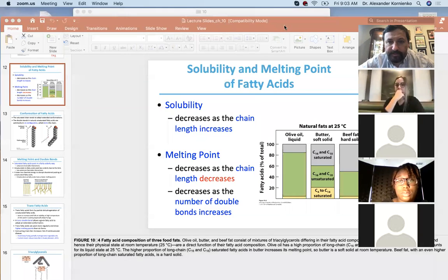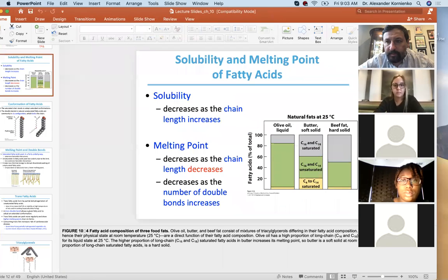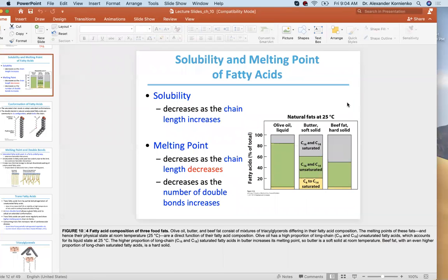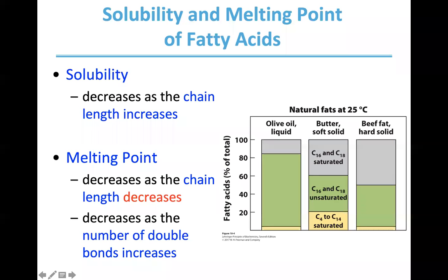Lipids. Let me share my screen. So lipids in general is not a difficult topic either. It's mostly descriptive.